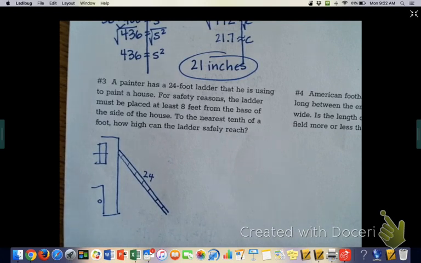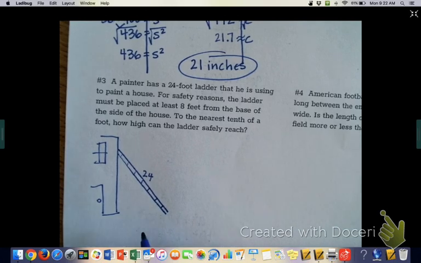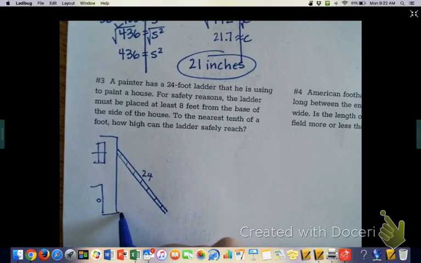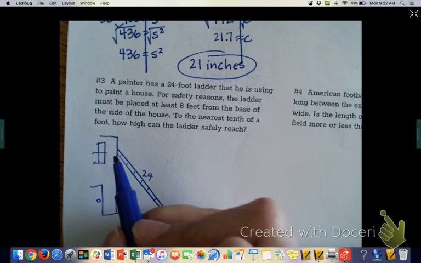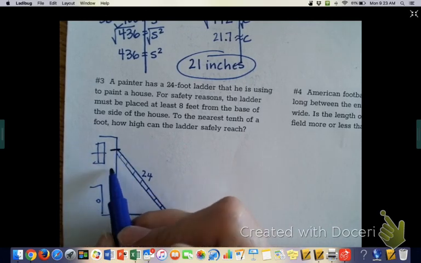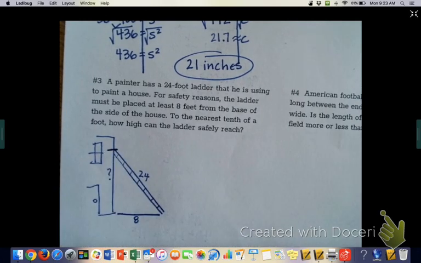For safety reasons, the ladder must be placed at least 8 feet from the base of the house. So here's how far it is from the base of the house. It's 8 feet out. All right. To the nearest tenth of a foot, how high can the ladder reach safely? So we want to know how high up that ladder is reaching.